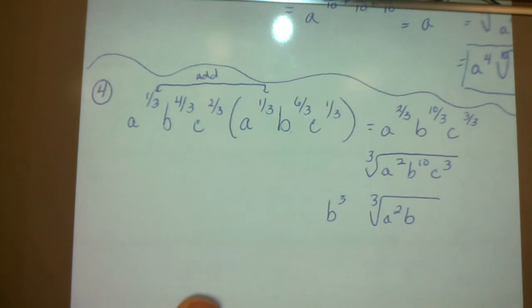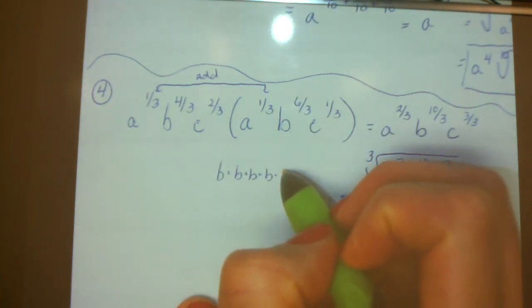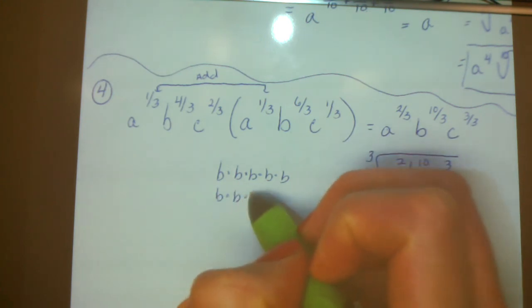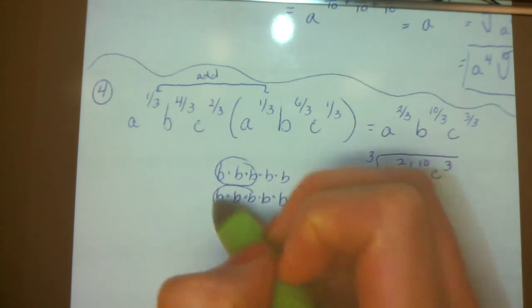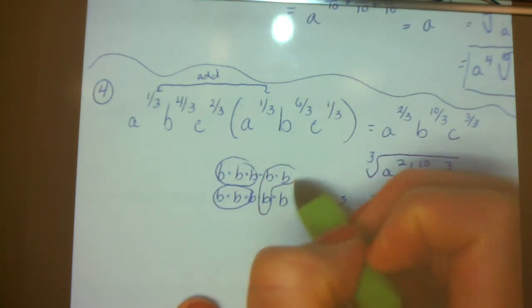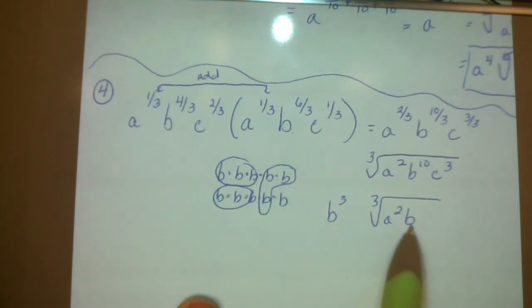But keep in mind, I'm just going to do it for this one. I won't do it for the next one. I could write out 10 b's. You want to do that? Go right ahead and group by 3. That's where that b cubed comes from. And then I've got that 1 b that's left.